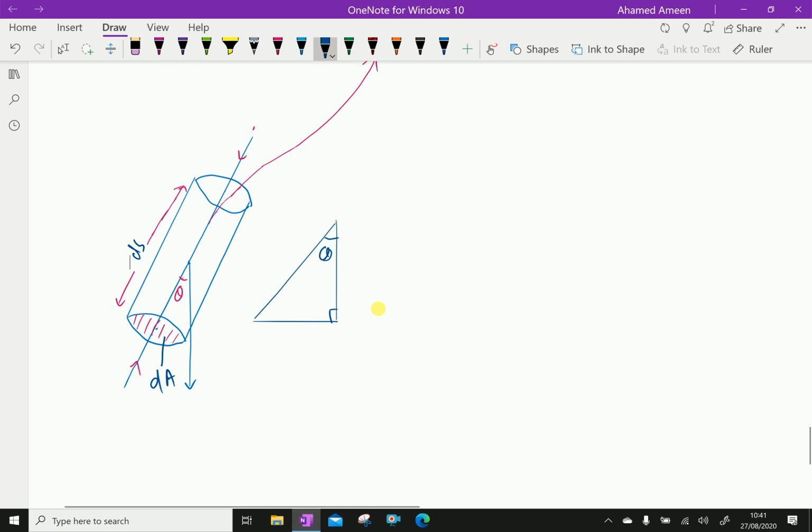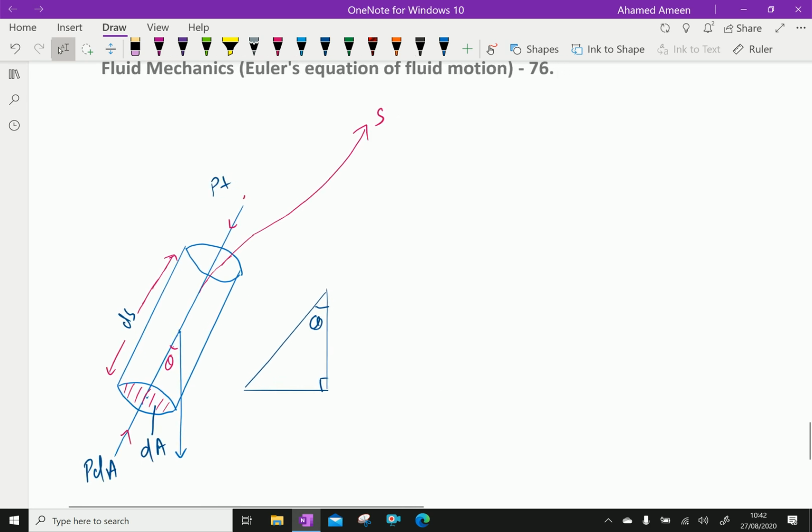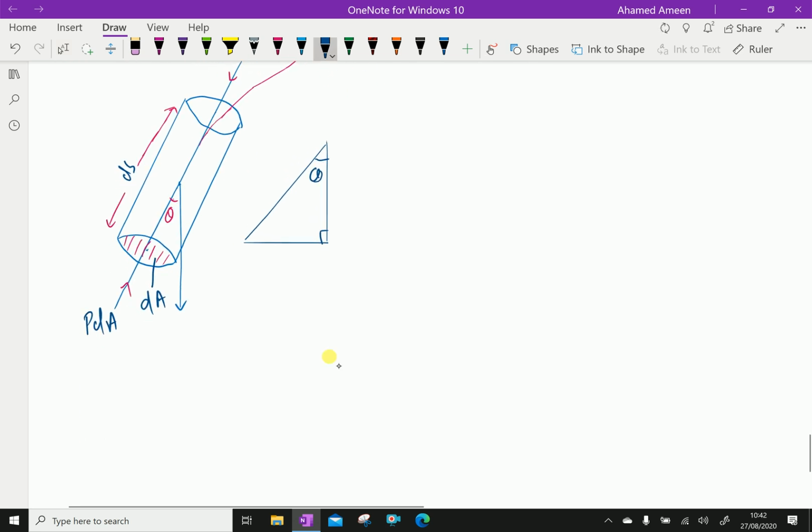Now, the forces acting on the cylindrical element are, first, the pressure force, which is P dA in this direction. From the opposite direction, it is P plus dou P by dou S into ds, times dA. The third one is the weight of the element acting downward. Here the weight of the element is rho g dA ds.